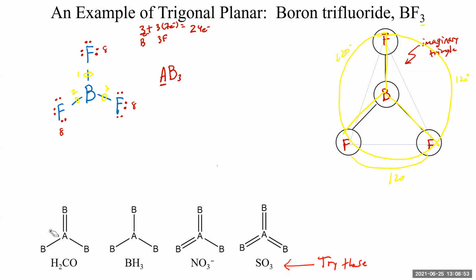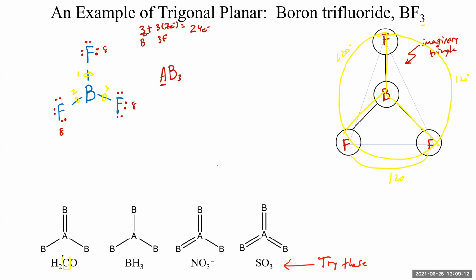Anyway, I recommend you draw the Lewis dot structures and then predict the shape for each one of these as practice. But each one of these should yield you a trigonal planar molecular geometry, despite how different they are, some of them being ions, some of them being molecular compounds. They all yield the same shape.